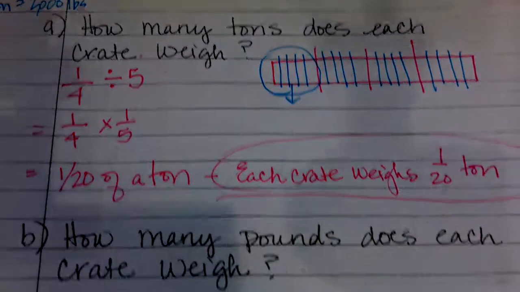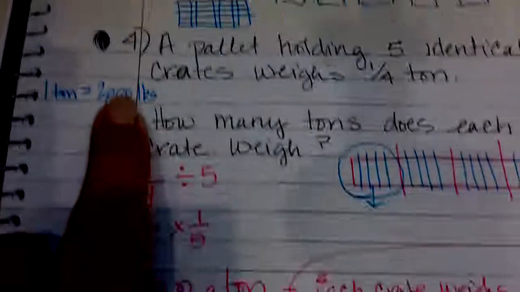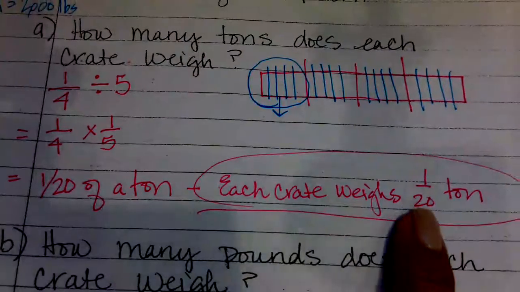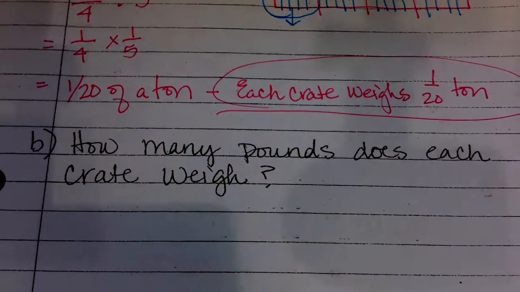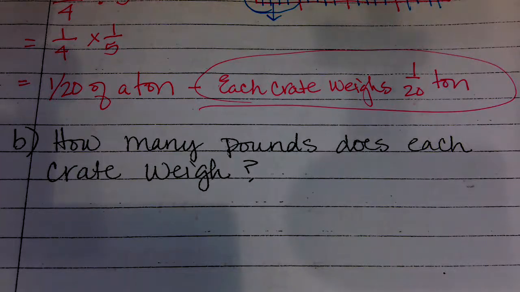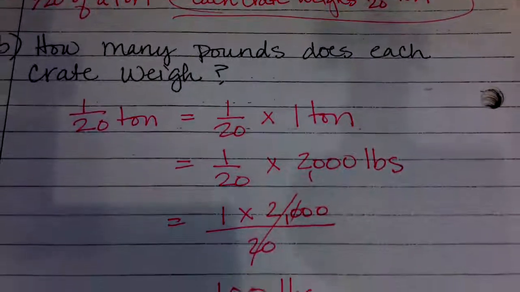So how many pounds does each crate weigh? So going back to what we know, 1 ton is equal to 2,000 pounds. I want you to take your 1/20th of a ton and convert it over to pounds. Now, you know how to do it. Start by decomposing your 1/20th of a ton. Replace that with our pounds, right? What do we know about that? That's how you're going to solve this problem. Go ahead and try.